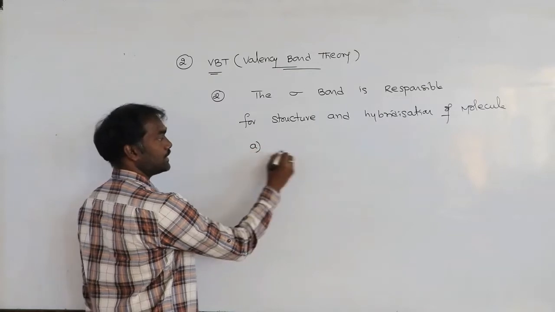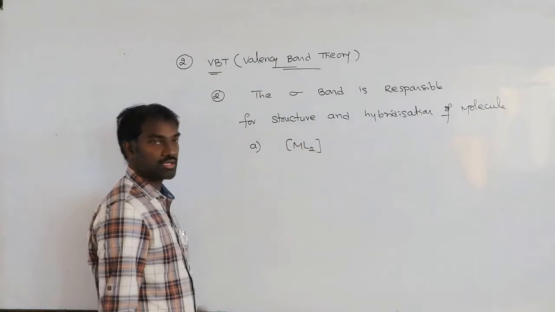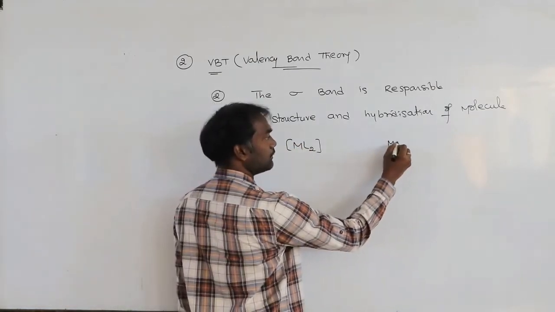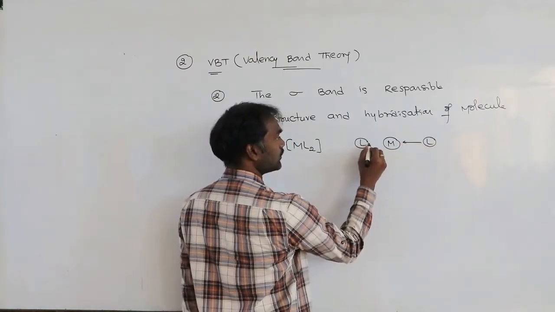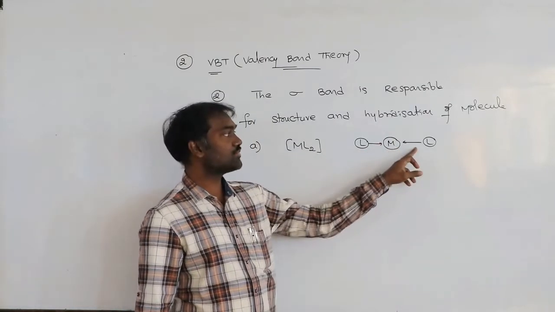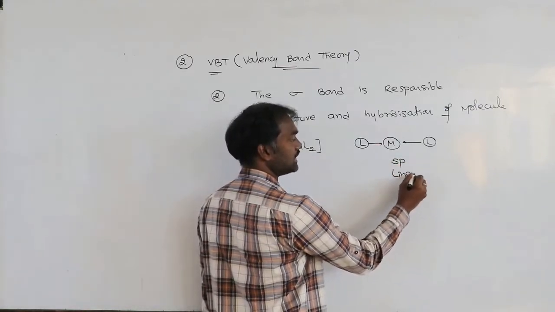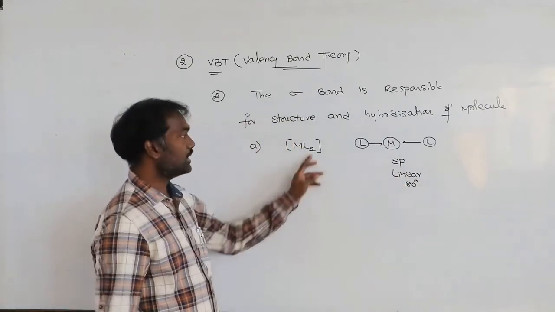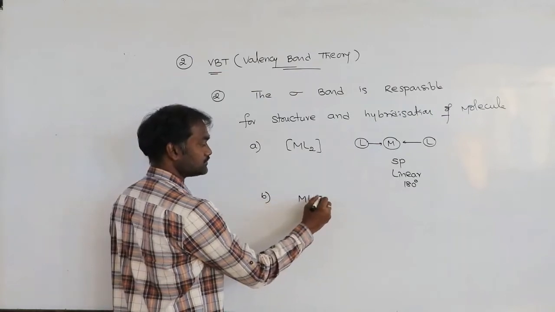Suppose an ML2 complex is there. That means two ligands surround the metal, with the metal at the center and the two ligands donating in a linear manner. So there are two sigma bonds, the hybridization is sp, the structure is linear, and the bond angle is 180 degrees. That is for ML2.